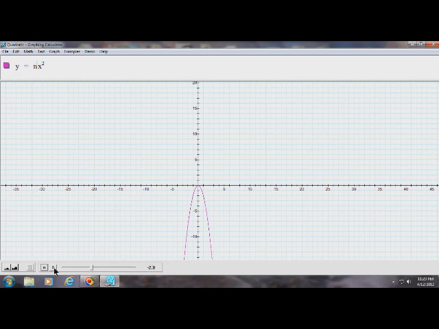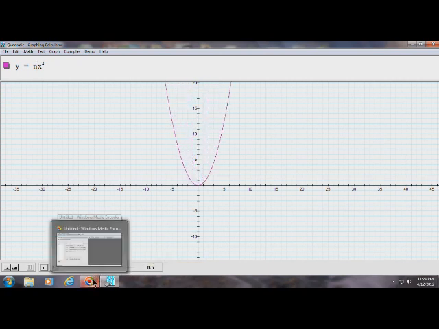So what I'll do is I'll just put the slider on automatic, and you can see what a does. It's just bouncing from negative 10 to positive 10. If you make it negative, it opens down. If you make it positive, it opens up. The bigger the a value, the thinner it gets. And if you make it a fractional value, then it gets wider.